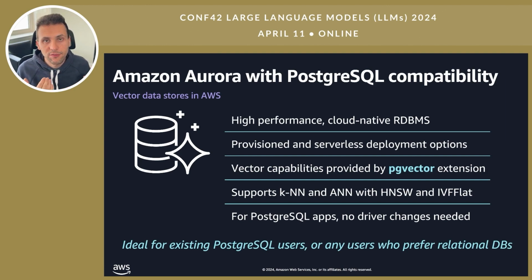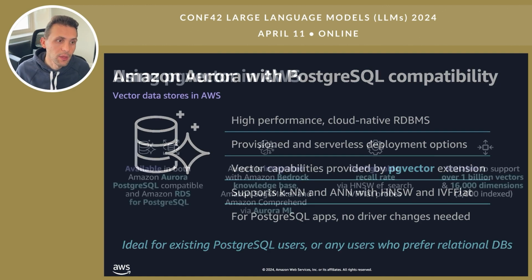So this solution is a very good solution for existing PostgreSQL users or end users that prefer relational databases. You can actually use that, right? So it's really powerful. There are a lot of integrations. So if you have an ML background, but you are focused on relational databases, I would recommend you take a look at Amazon Aurora with pgvector.